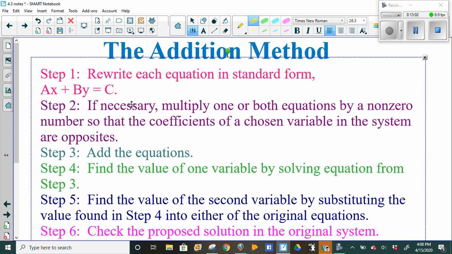All right, so steps. Rewrite each equation in standard form. If necessary, multiply one or both equations by a non-zero number so that the coefficients of the chosen variable are opposite. So you want one to be positive, one to be negative, but the same number. Add your equations together. Find the value of one variable by solving the equation from step 3. Find the value of the second variable by substituting it in, and then check your answer.